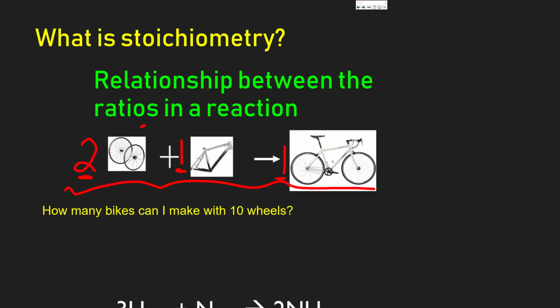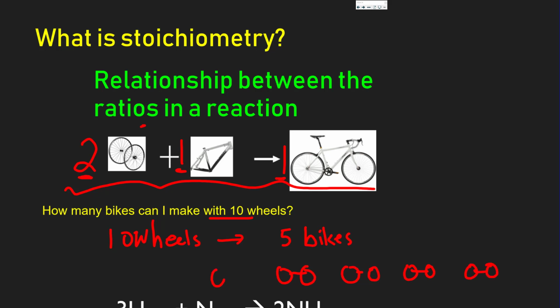So if I were to ask you, using this recipe, how many bikes can I make with 10 wheels? You can probably, doing simple math, figure out that if 2 wheels give me 1 bike, then if I have 10 wheels, I can only make 5 bikes, right? Here's 1 bike, here's the second one, here's the other one, and here's my 5th bike. That's the maximum number of bikes I can have. That's essentially what stoichiometry is.